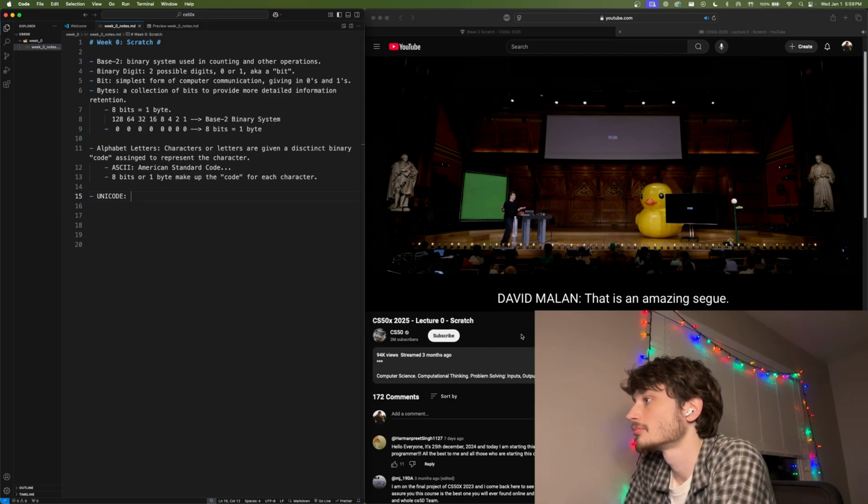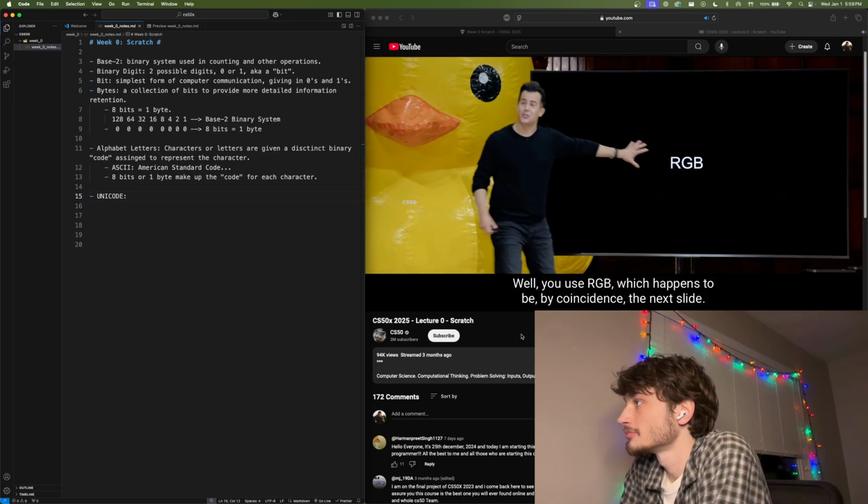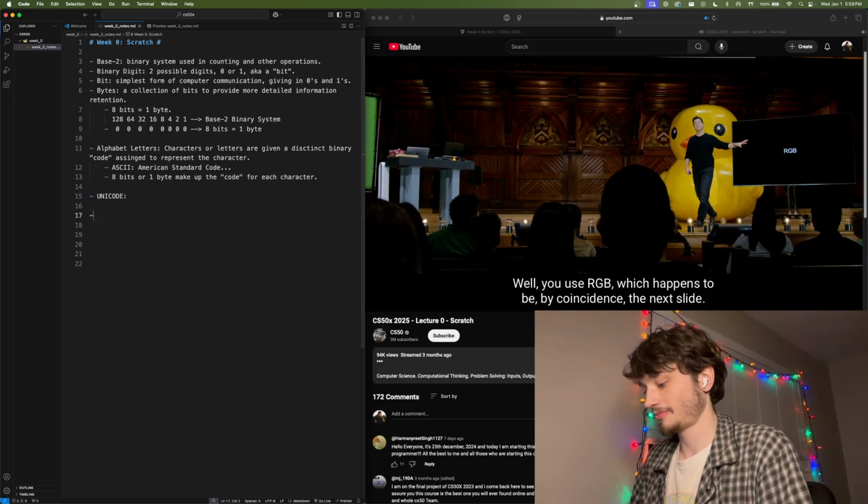That is an amazing segue. How do you represent color in bytes? Well, you use RGB, which happens to be, by coincidence, the next slide.